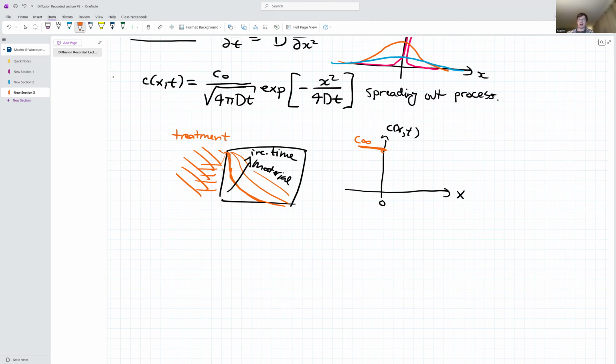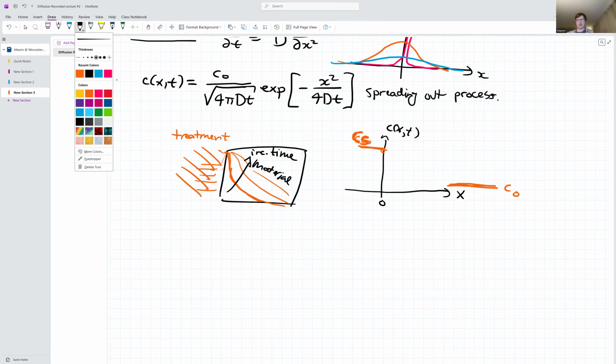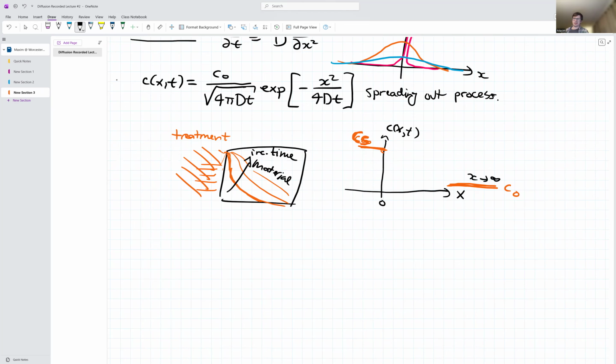And then far away, you also assume that the concentration goes to some fixed value, might be some low value like C0. Actually, let's use the things in the book. I think this is called CS. This value is CS, and then far away as x goes out to infinity, you assume that you go to some other concentration C0. Now that could be zero, so there's no treatment deep inside the material. But in general, you might have some residual amount of treatment already in the material, so then you need that.